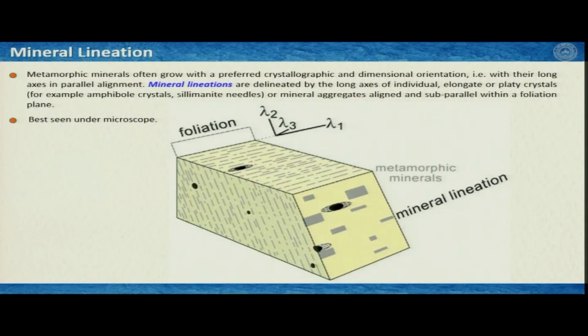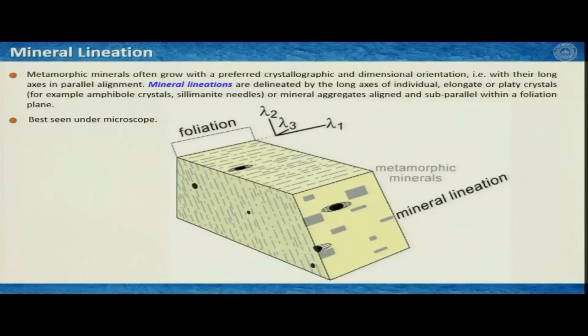Now, mineral lineations, on the other hand, are essentially minerals which form during the metamorphism. So, in stretching lineation, the lineation defining minerals are older grains, they are from the parent rocks, but in mineral lineations the defining grains should form during the deformation. So, they are metamorphic minerals and they often grow with a preferred crystallographic and dimensional orientation, that is with their long axis in parallel alignment. So, mineral lineations are delineated by long axes of individual elongate or platy crystals, for example, amphibole crystals, sillimanite minerals and so on, or mineral aggregates aligned and subparallel with the foliation plane.